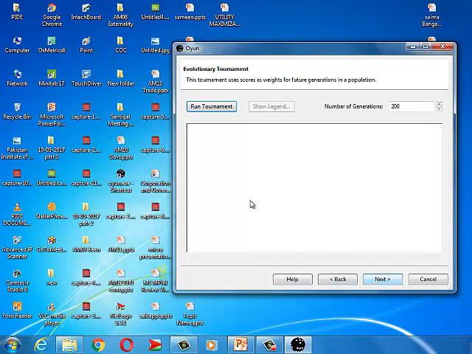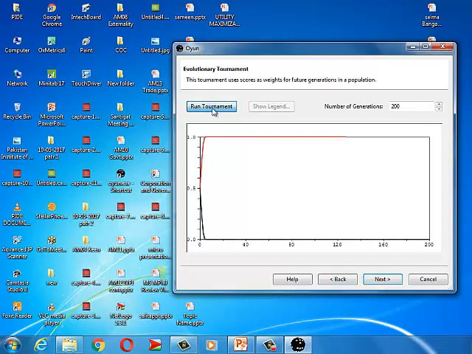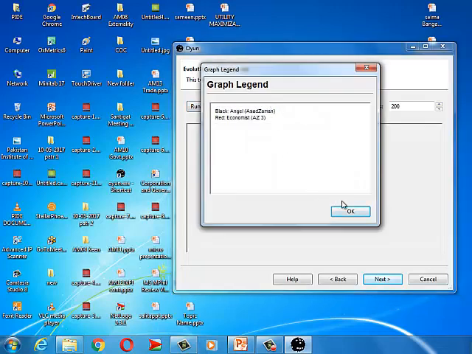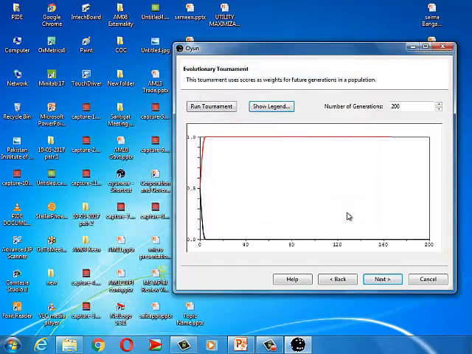Okay, next. Run tournament. Alright, so show legend. The black strategy is the angel strategy and the red is the economist. So you see that the angels start to go down and the devils start to go up, and eventually the angels are eliminated from the population. So basically, if there are both types of people around in the population, one completely selfish and the other completely cooperative, then the cooperative people will die out in this population.